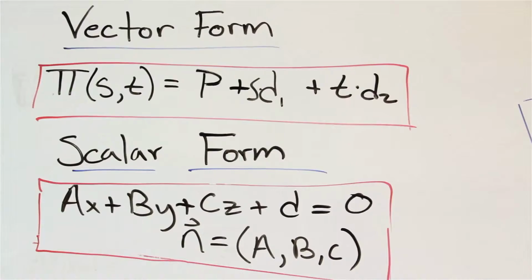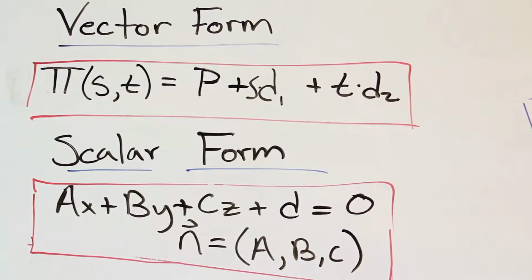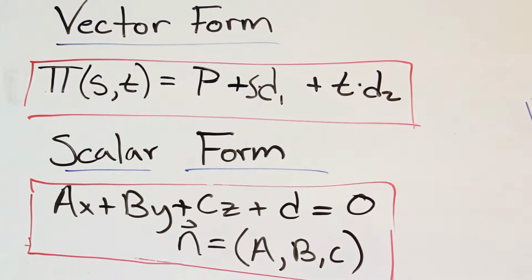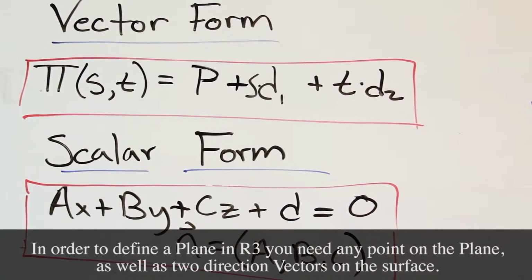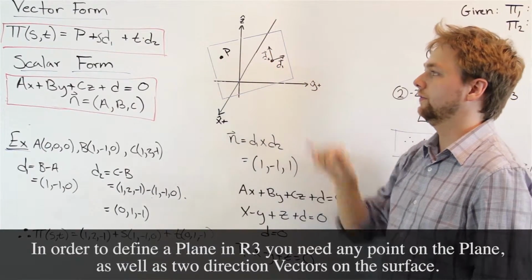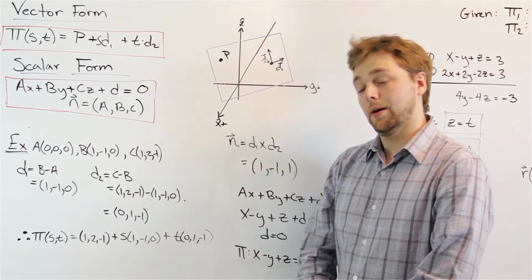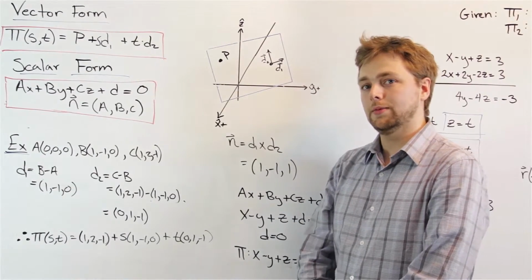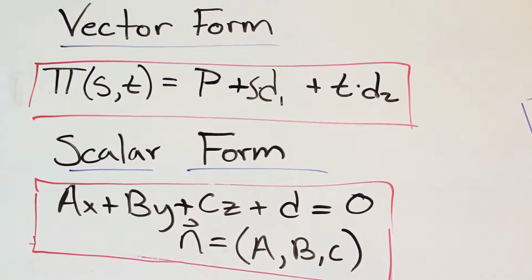The first should look rather familiar to us, the vector form. The vector form equation has the same components, or similar components, to the line equation for R3. In order to define a plane uniquely in R3, we need any point on the plane, and two direction vectors on the surface. This is because we have a two-dimensional surface now, a plane, as opposed to a one-dimensional surface, a line.